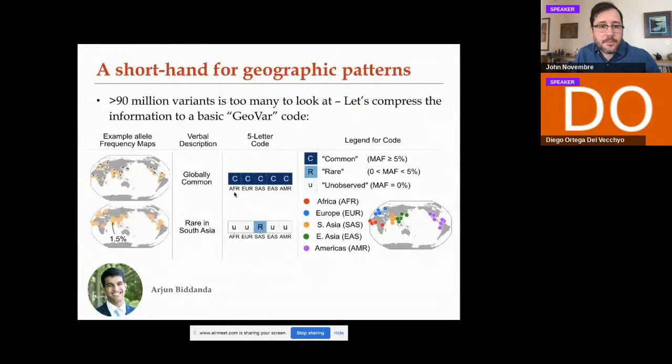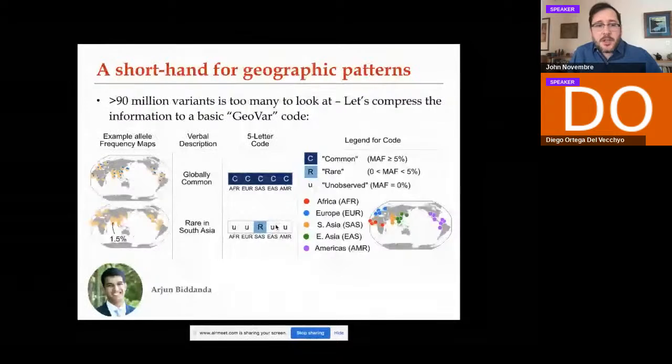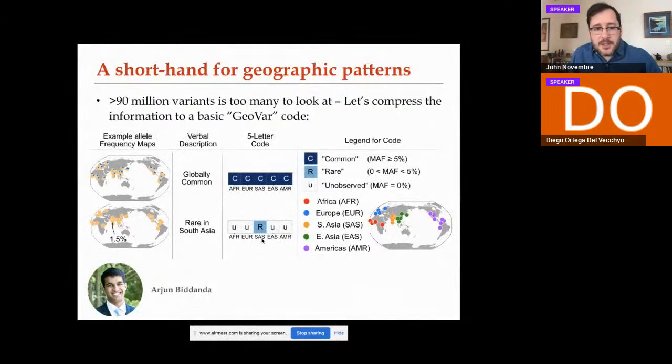So here we have a variant that is common everywhere. And then here is a variant that's rare in South Asia. We'll have the code UURUU. So in just 5 digits, we can convey a geographic pattern across the globe instead of having 26 real-valued numbers.